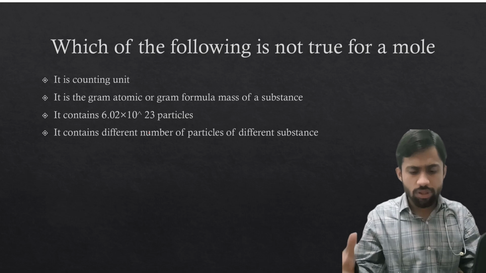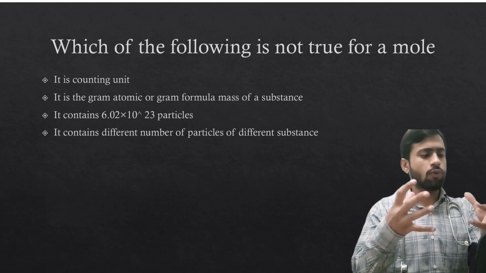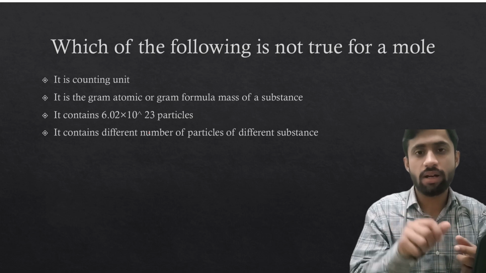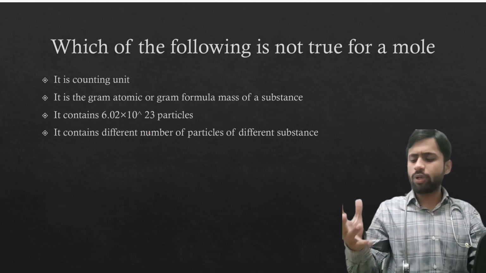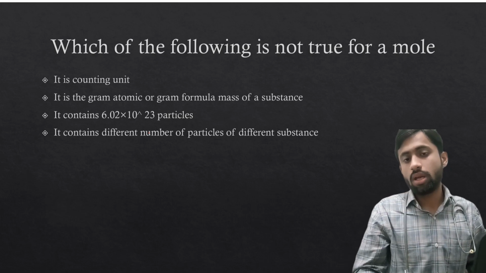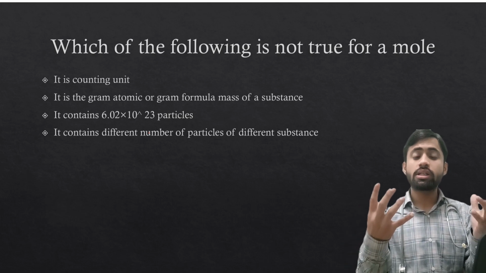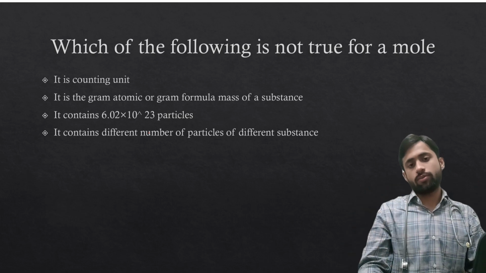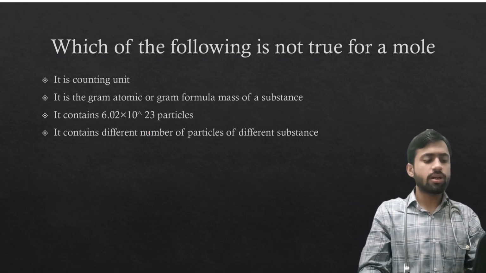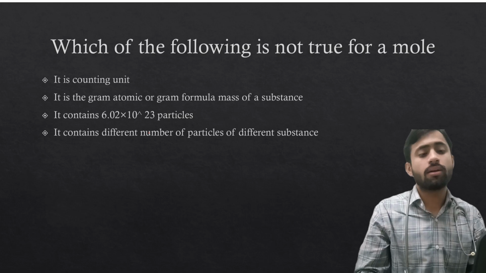If you take 6.02 into 10 to the power 23 particles of oxygen, then you get how much mass? 32 grams, if that is oxygen gas. If you take 6.02 into 10 to the power 23 atoms of hydrogen, you get 1 gram. If you take 6.02 into 10 to the power 23 atoms of carbon, you get 12 grams. So that's a perfect example. It contains 6.02 into 10 to the power 23 particles. Exactly what I am saying.